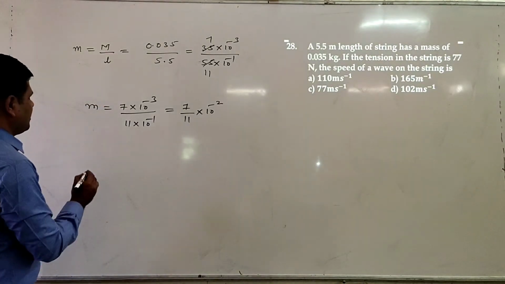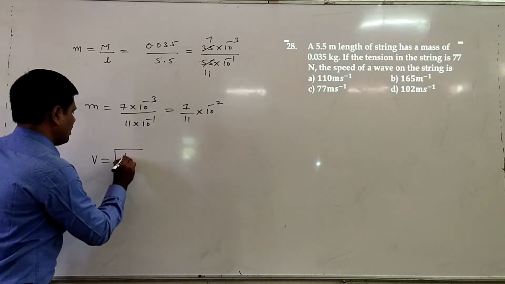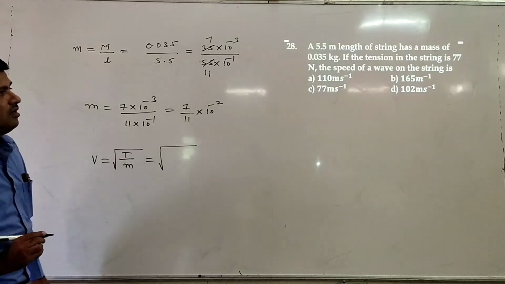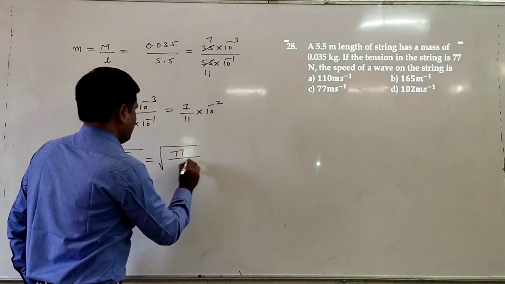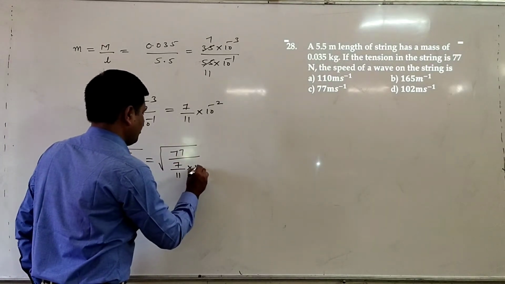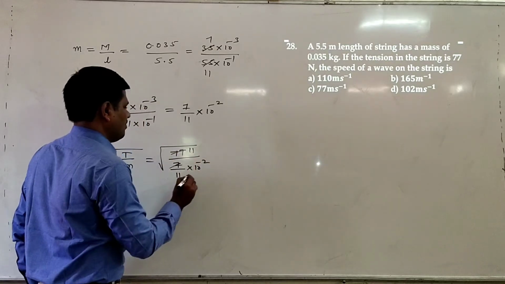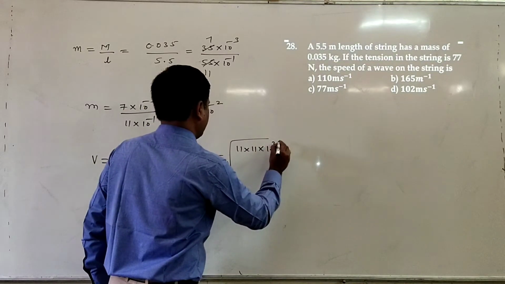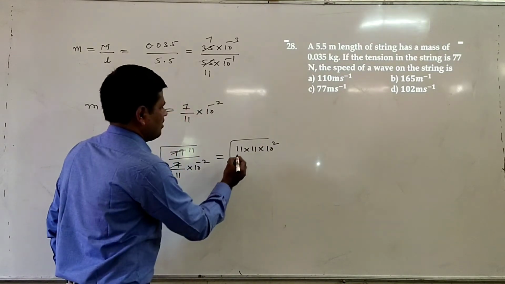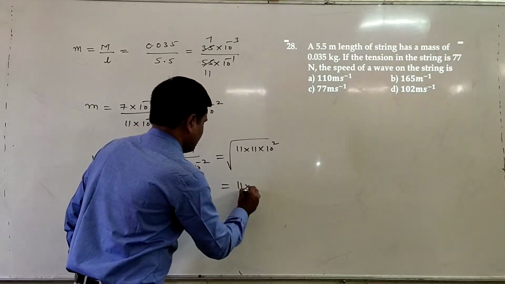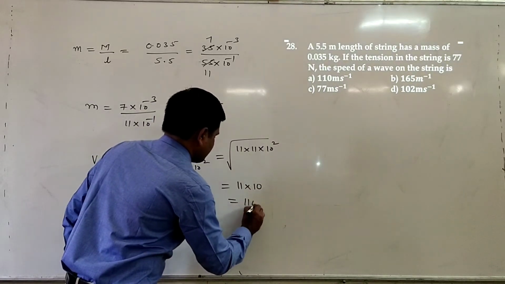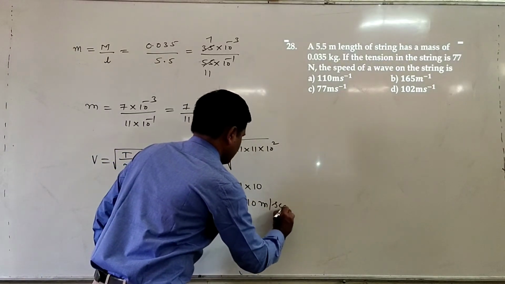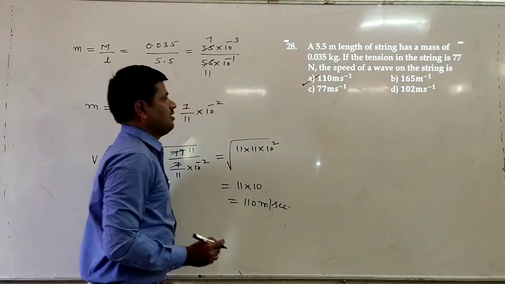Now the speed is asked here. Tension is also given. V is equal to under root of T by small m. Here small m means mass per unit length. Now tension is equal to 77 divided by 7 by 11 into 10 power of minus 2. 7 1s are, 7 5s are. Here this 11 is coming into numerator, 11 into 10 square. And what are we getting here? 11 into 11, under root is 11. 10 square, under root is 10. Means we are getting 110 meter per second. Which option is correct here? A option is correct.